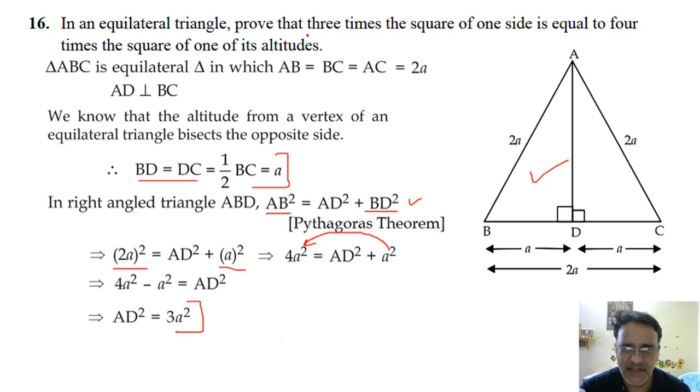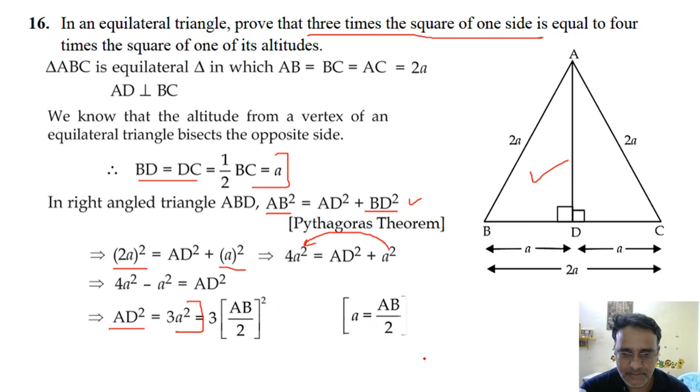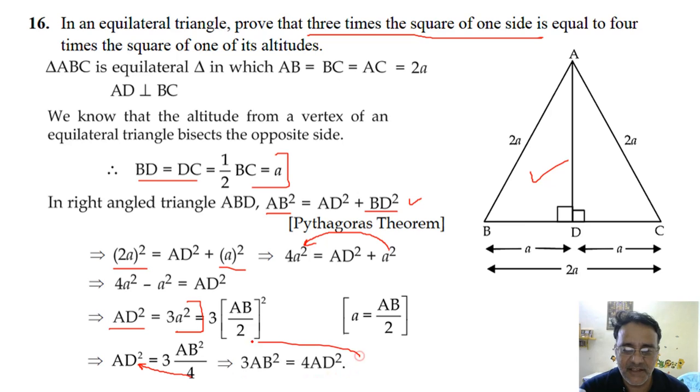See, 3 times the square of one side is equals to 4 times the square of one of its altitudes. The side is not complete yet, the side is 2A, so A we will write as AB upon 2 whole square, because small a is AB upon 2. Now AB upon 2 whole square will become AB square upon 4. Now shift 4 to this side. So we'll get the proof. Any doubt here? If you take A, then also you'll get the same correct answer.